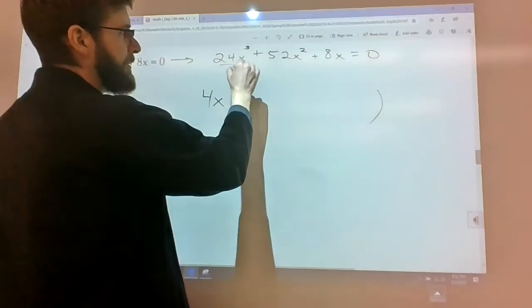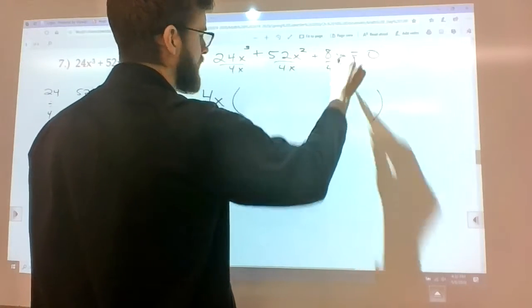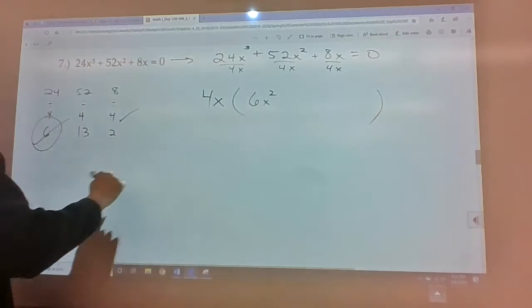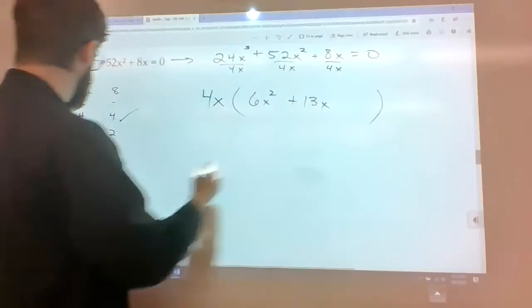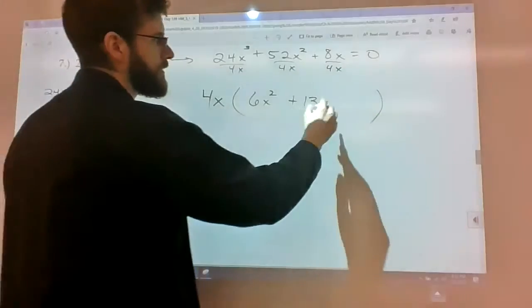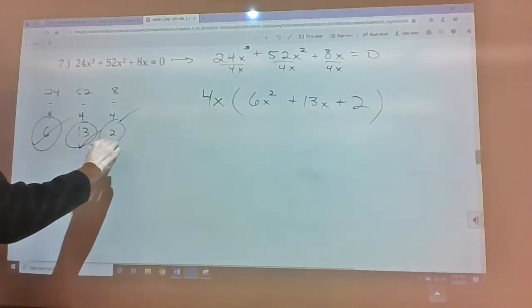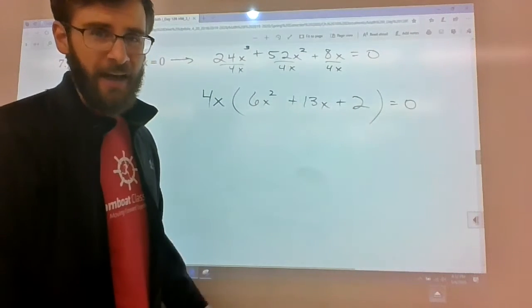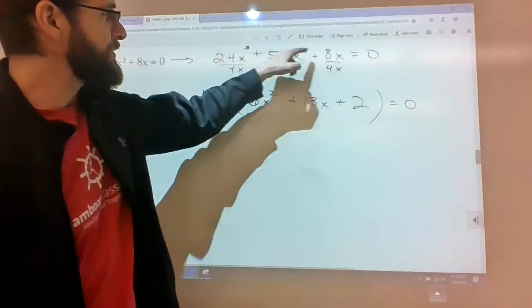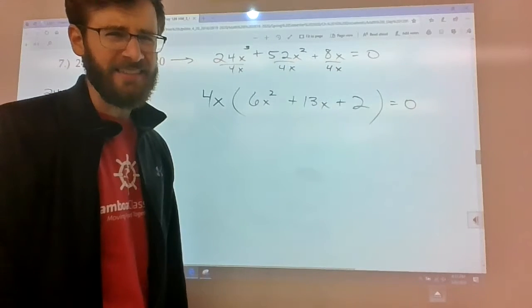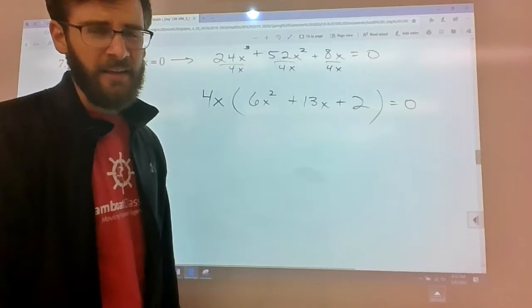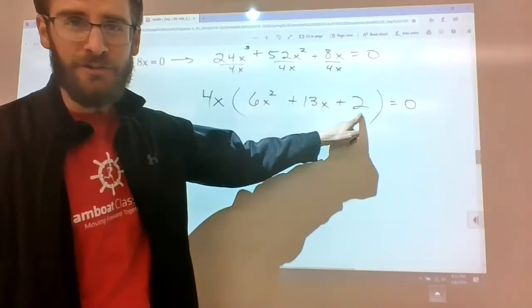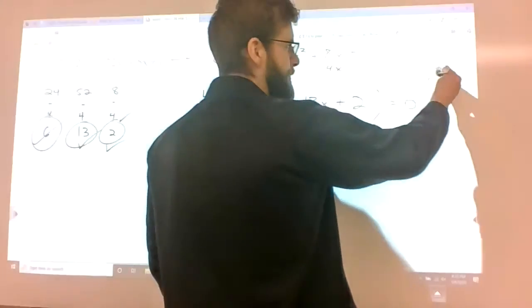So if I divide everybody by 4x, that gives me 6x squared, right? Plus 13x plus 2. So now I got a decent polynomial to deal with, not big numbers anymore. 24 times 8 is going to be a pretty big number. I think it's something like 192. Factors of 192 are not as nice to map out as factors of 12. So let's do the AC method on this.